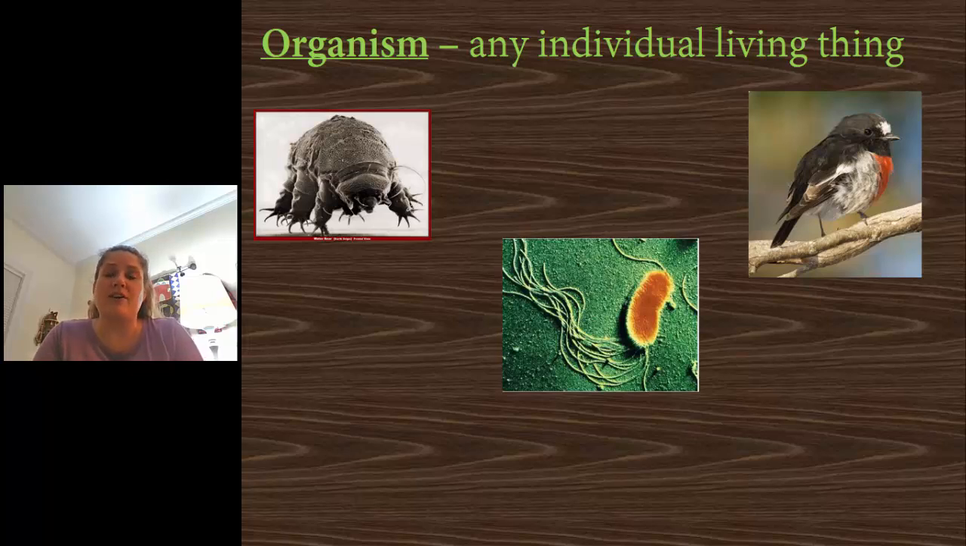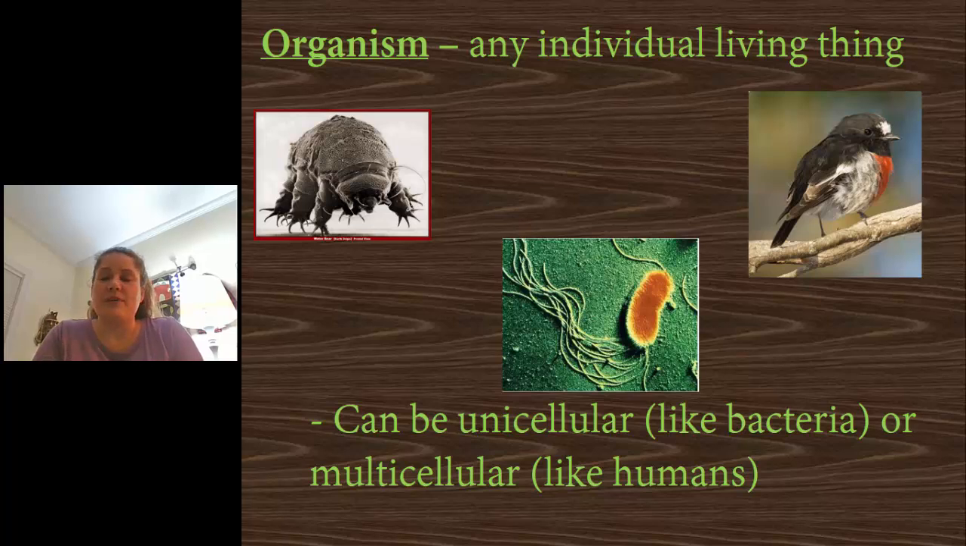All right, so an organism is any individual living thing, whether it is a dust mite or a little bacterium or a bird. It's just any individual living thing. It can be unicellular, just one cell. Uni means one, cellular, cells, one cell, like a bacterium, or multicellular. So trillions of cells, multi meaning many cells. So multicellular, like humans or the birds or the dust mites or Charlie, or any other bigger organism that you're used to looking at.